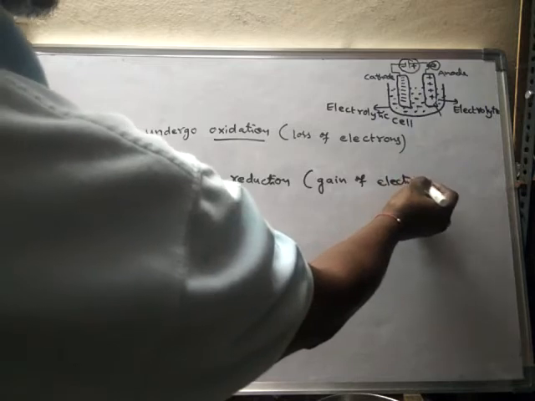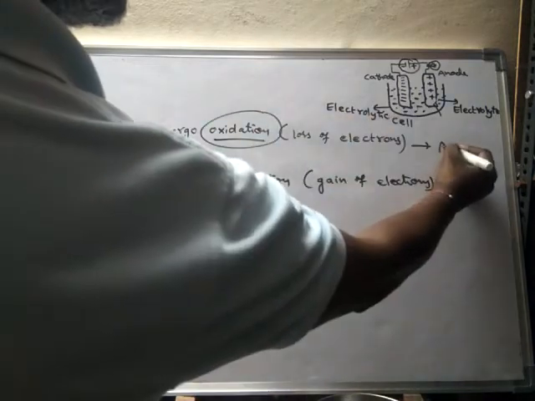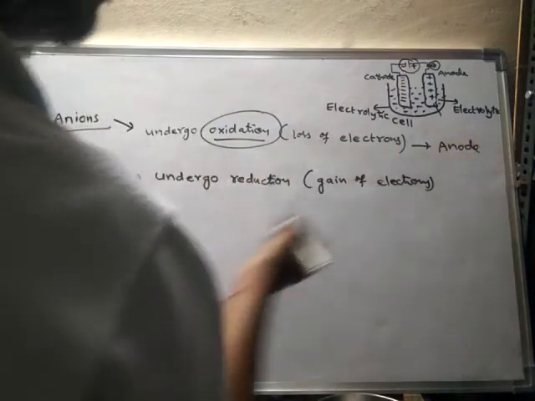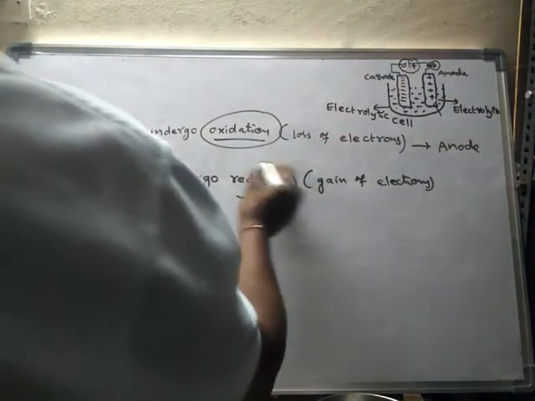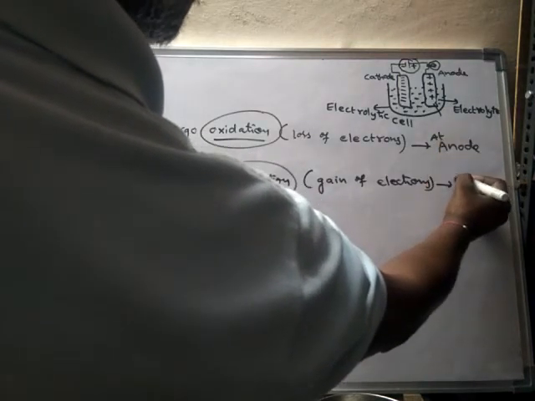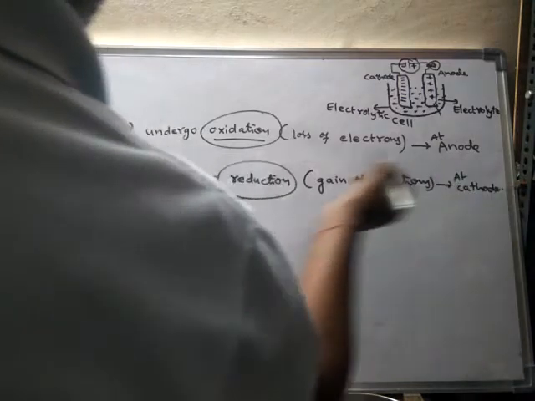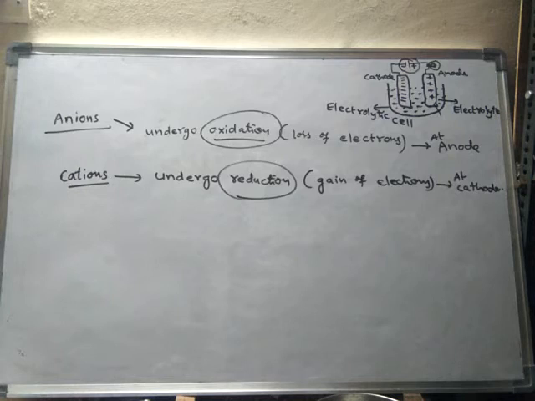So oxidation always takes place at the anode, and reduction always takes place at the cathode. At the cathode, what type of reaction takes place? Reduction reaction. At the anode, what type of reaction takes place? Oxidation reaction. So that is about ions.